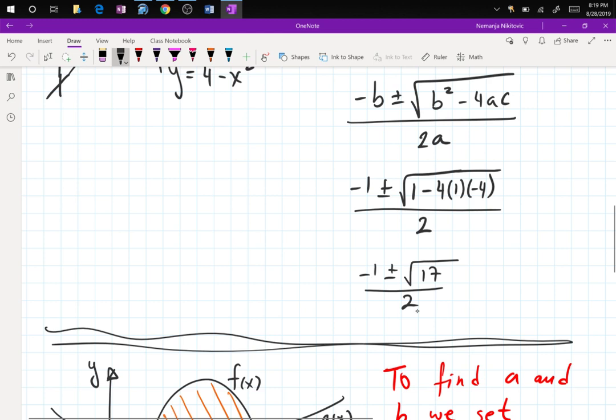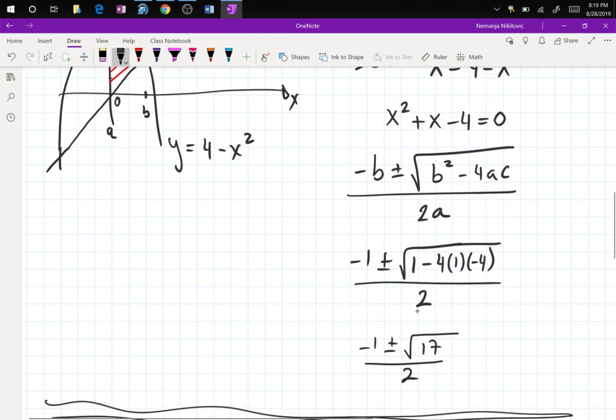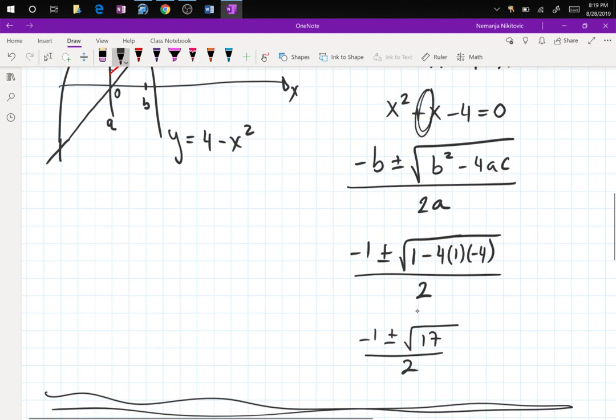Where are you getting negative? It's a negative b, right? B is 1. Oh, okay. So when you plug in, a is 1, b is 1, and c is negative 4. So we feed those into the equation. So there's our limit. And clearly the one with the plus is b, and the one with the minus is a, because that would generate the negative number.